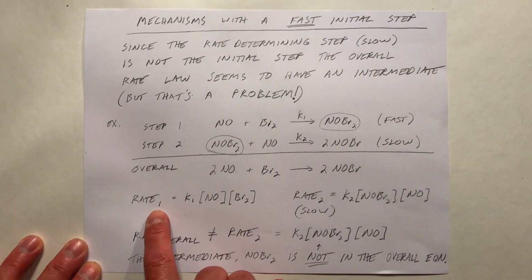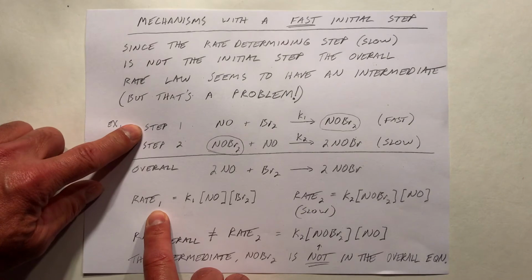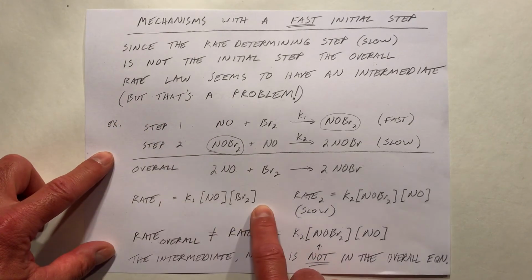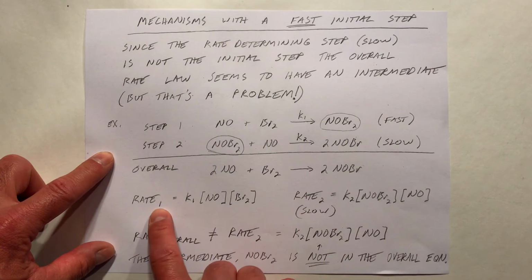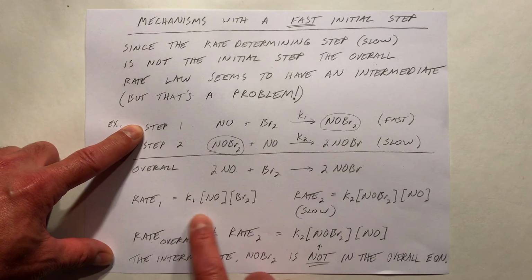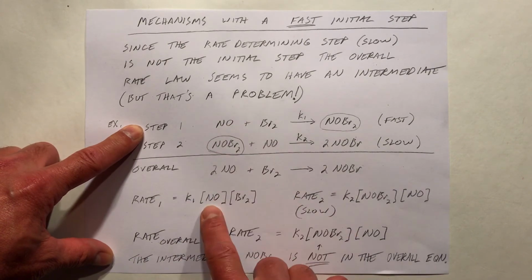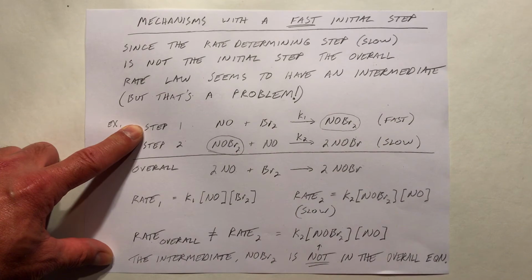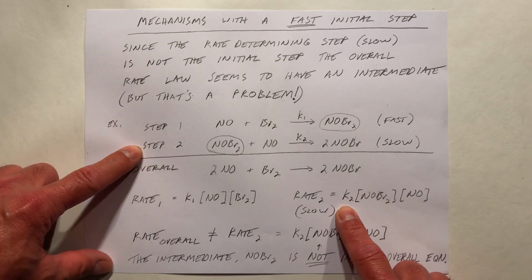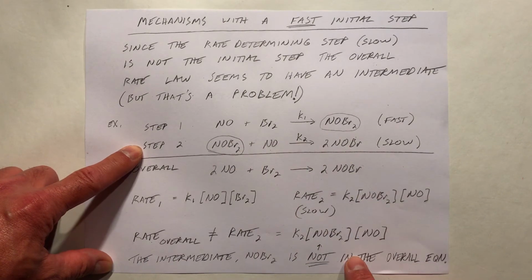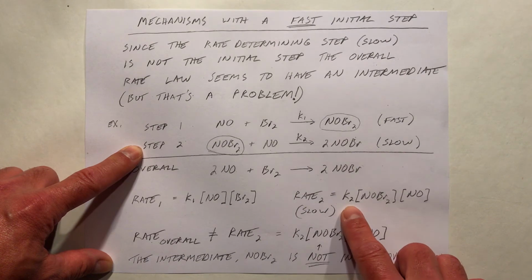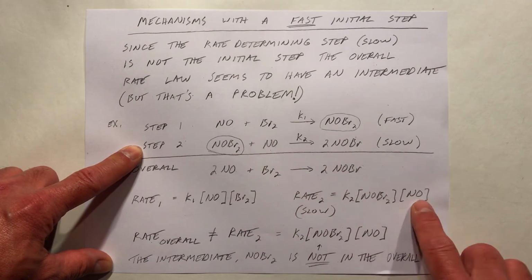Now, the elementary reaction, because its rate law can be determined by its molecularity, would have this for the rate law. So the rate of the first elementary reaction, step 1, is k1 times the concentration of NO times the concentration of Br2. And the rate law for the second step, again, can be determined by its molecularity because it's elementary: the rate of the second step is equal to k2 times NOBr2 times NO.